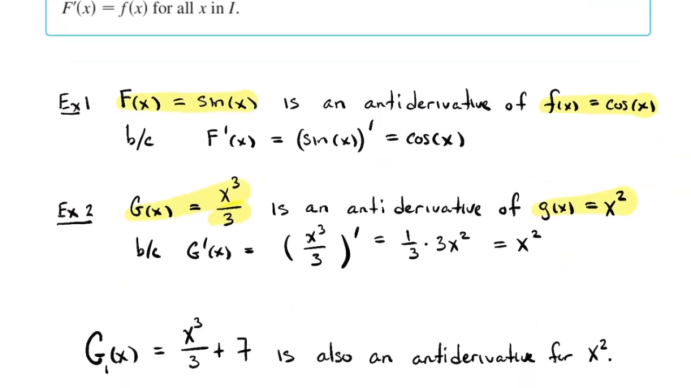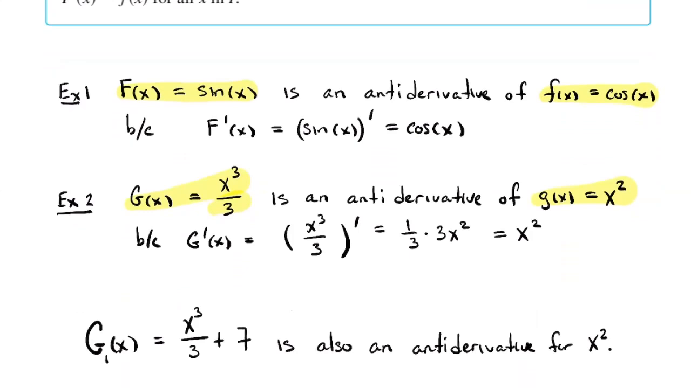Notice that capital G1, I'm going to give it a slightly different name, G1 is x cubed over 3 plus 7. That's also an antiderivative for the squaring function. Why? Because when you take its derivative, well, you'll get the x squared from the x cubed over 3 part, and the derivative of 7 is 0. So it also has this derivative. So it's also an antiderivative.